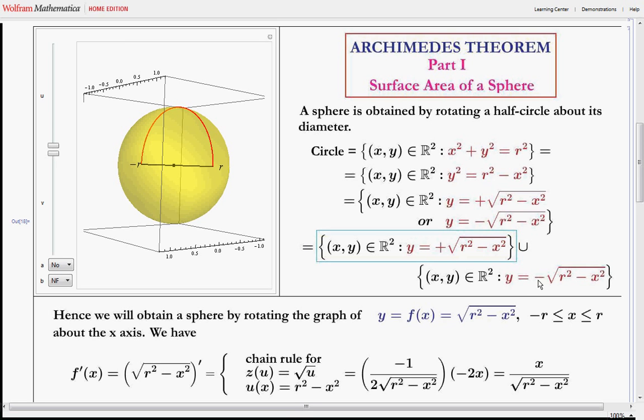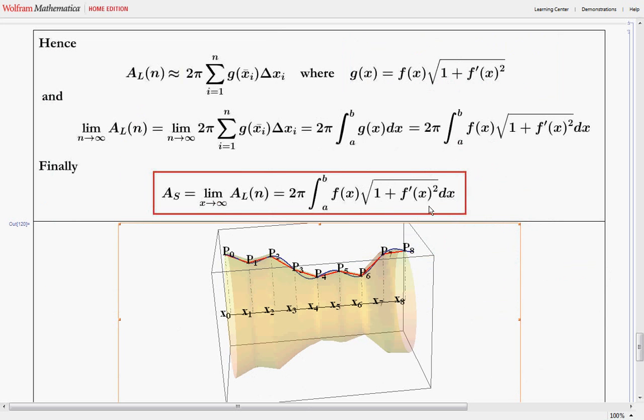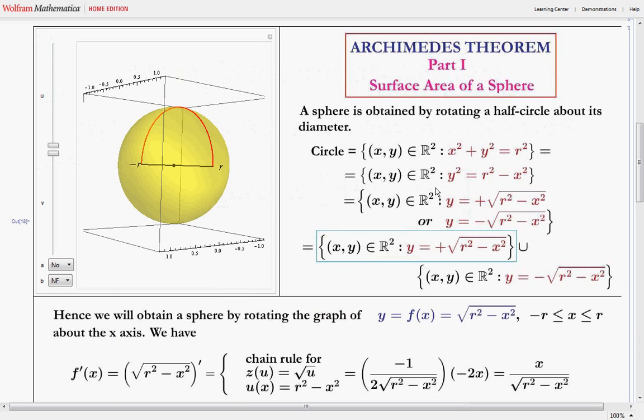So we see therefore that the function we were looking for, whose graph is half circle, is given by this blue formula: square root of r squared minus x squared. And that function is defined in the interval from minus r to r. Now, since our integral formula calls for evaluating f prime of x, let's calculate that derivative here.